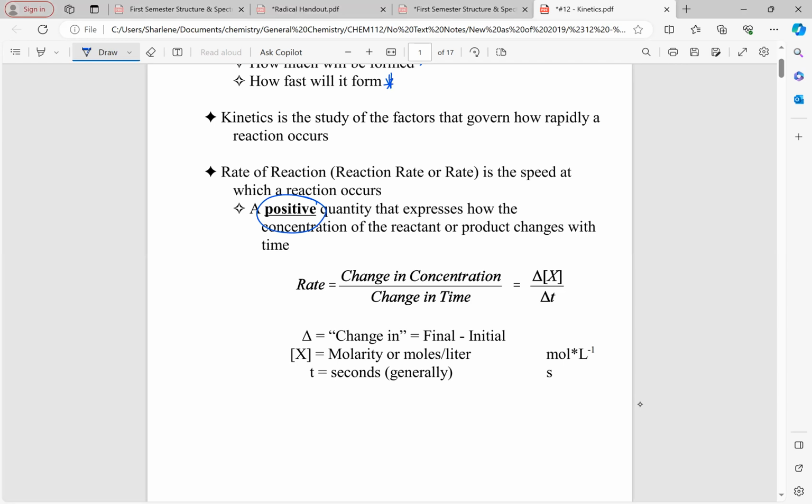So generically, the rate is the change in concentration over the change in time. And so the brackets indicate molarity. Delta means change in, and change in time. And the time can be pretty much anything, but seconds and minutes are the most common for us. Now, technically, the concentration can also be anything, but we're in chemistry, and so molarity is our concentration of choice.